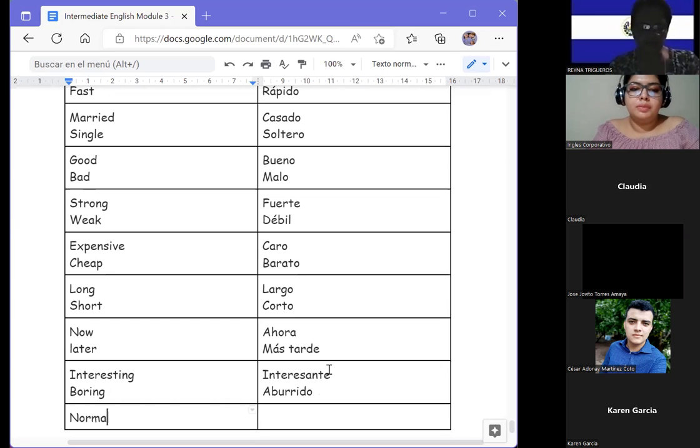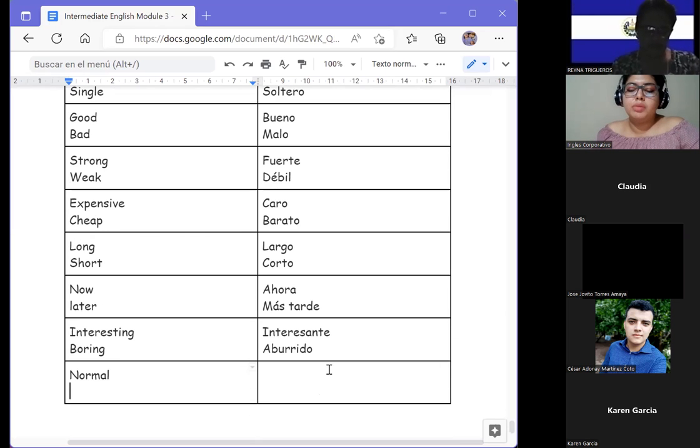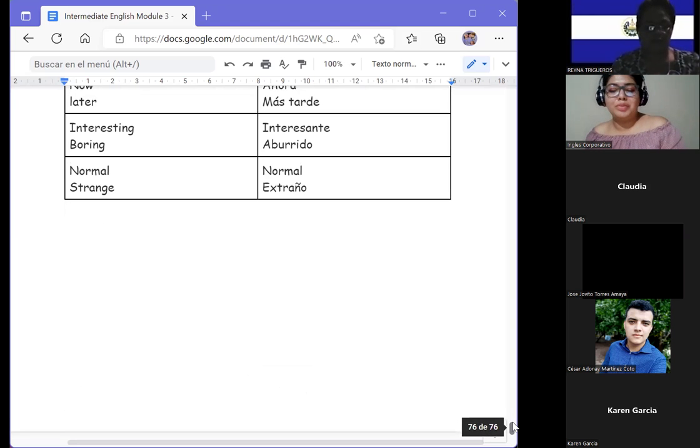And the last one, normal. What is the opposite of normal? I can give a clue. This word appears in the name of a movie about a doctor that after strange. Good, strange. Normal, extraño. Perfect. This was a really good reference.